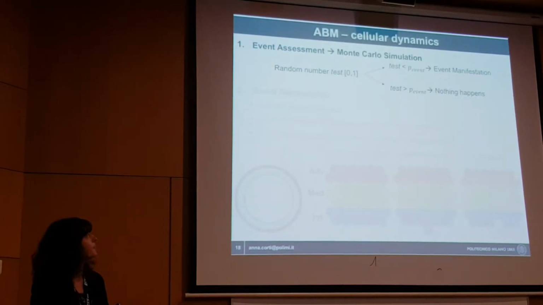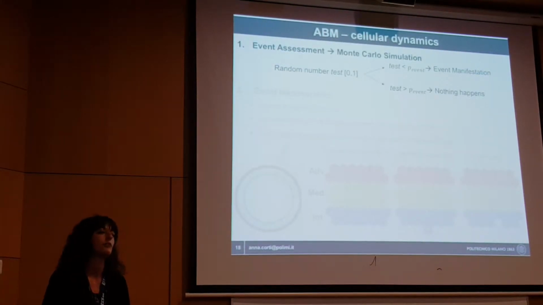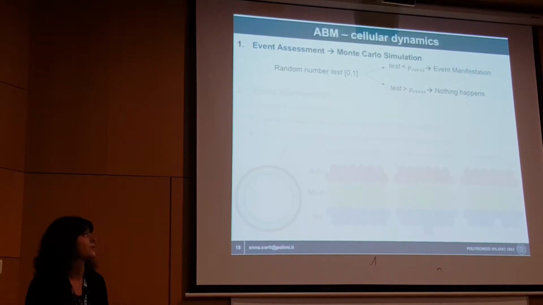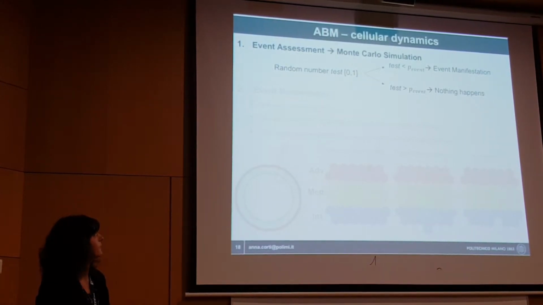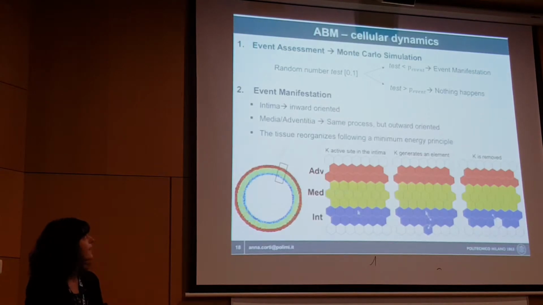Then, Monte Carlo simulation is adopted in order to determine if an event occurs or not. So the CPU generates a random number between 0 and 1, and the event occurs in case this number is lower than its probability. If the event is inside the intima, the tissue rearrangement is inward-oriented, while in case the event involves media or adventitia, the tissue rearrangement is outward-oriented.